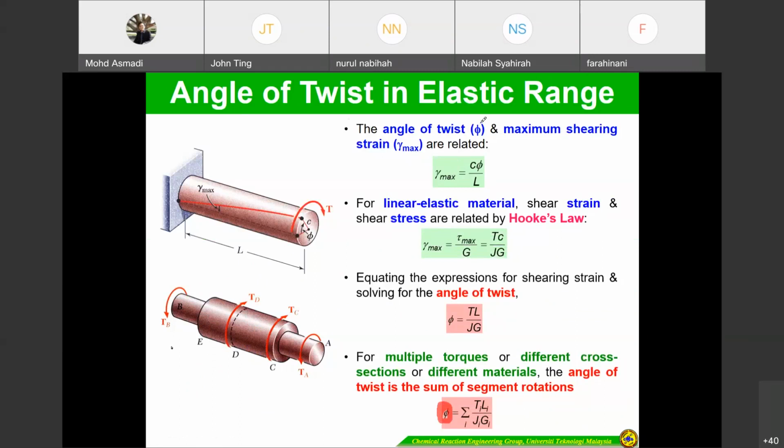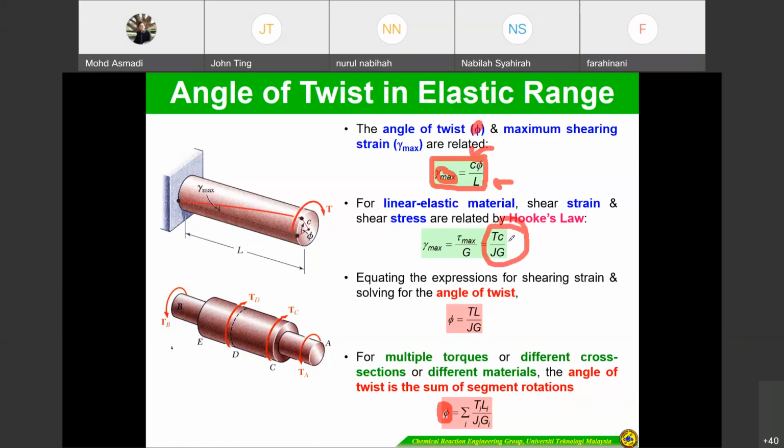So the angle of twist, phi, and the maximum shearing stress. This is the equation that relates them. C, of course, is the radius, this is the angle, and this one is the length. The longer the length, the more it is going to be deformed. For linear elastic materials, shear stress and shear strain are related by Hooke's law.